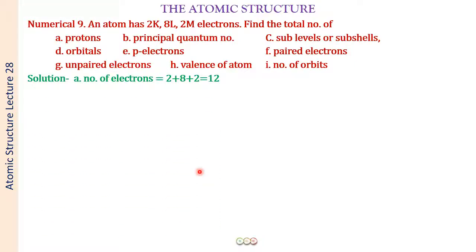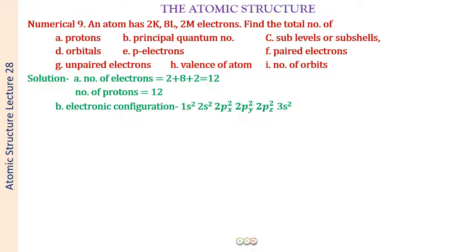So first of all, how many electrons do you have? 2 plus 8 plus 2. So this makes it 12 electrons. So the number of protons is equal to the number of electrons, and hence this is 12. So first part done. Second is asking the principal quantum numbers which are present. Write the electronic configuration for this element and you get 1s2, 2s2, 2px2, 2py2, 2pz2 and 3s2. So how many principal quantum numbers can you see over here? 1, 2 and 3.